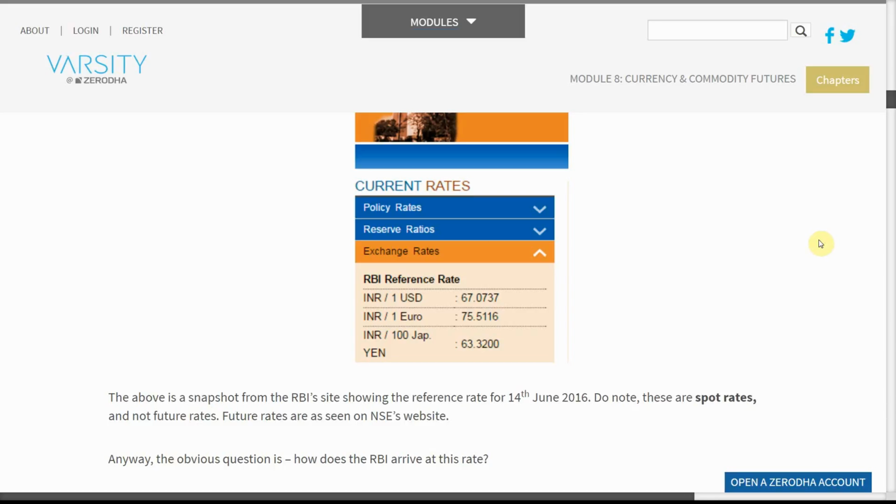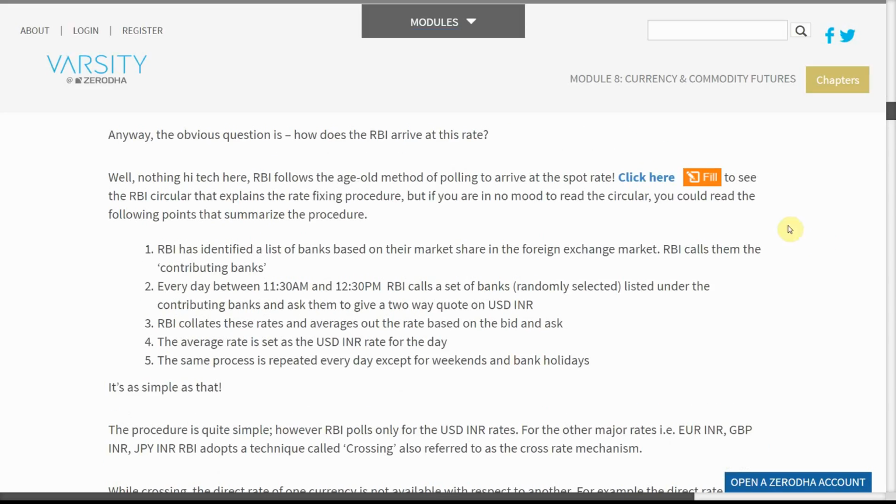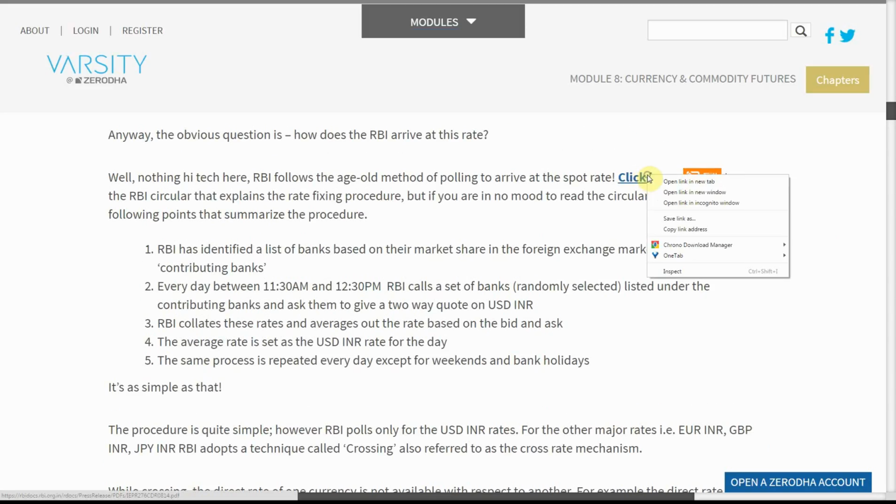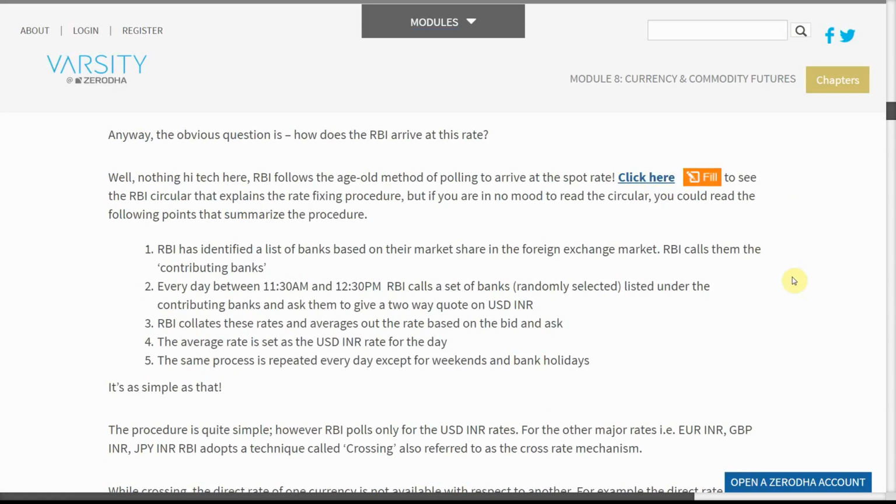Click here to see the RBI circular that explains the rate fixing procedure. But if you are in no mood to read the circular, you could read the following points that summarize the procedure. RBI has identified a list of banks based on their market share in the foreign exchange market. RBI calls them the contributing banks. Every day between 11:30 a.m. and 12:30 p.m., RBI calls a set of banks randomly selected from the contributing banks, and asks them to give a two-way quote on USD-INR.